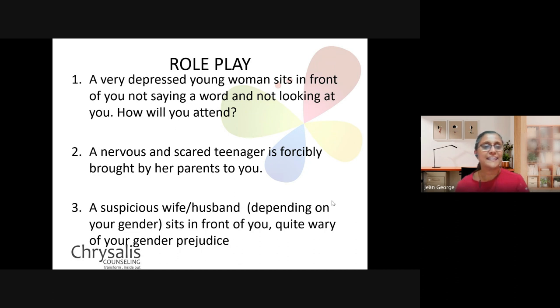So I need a nervous and scared teenager. Maybe you're just scared to sit in front of a new person, so you can be a little nervous, a little scared. Prince, you'll be the nervous teenager. Okay, great. And we need a counselor also. Sri Radha?